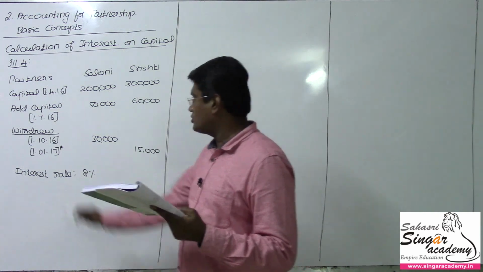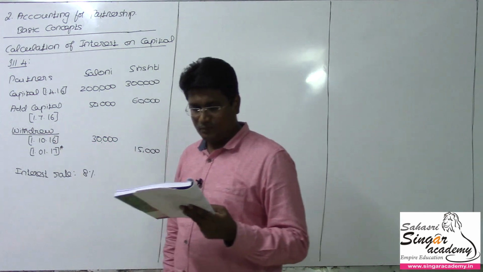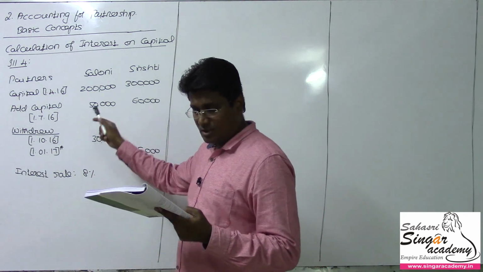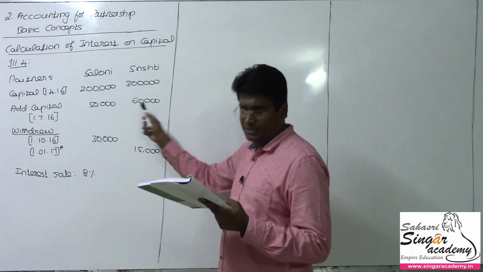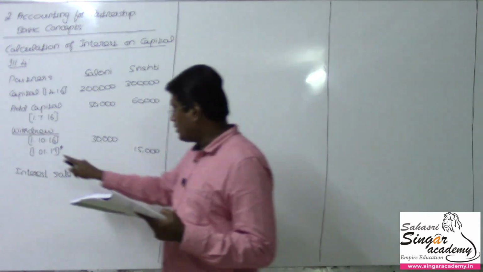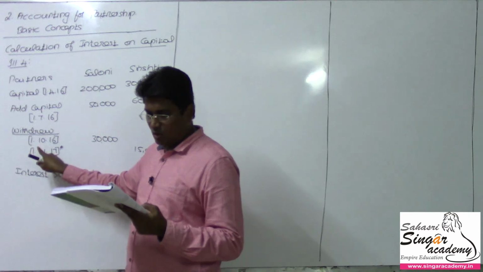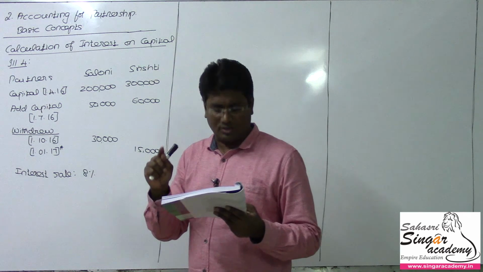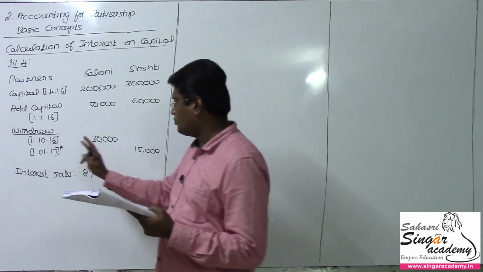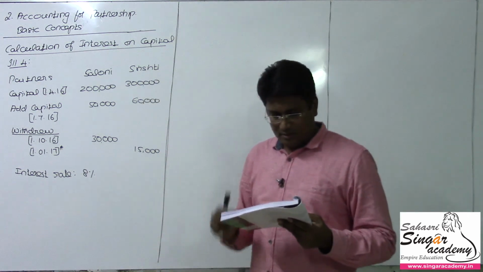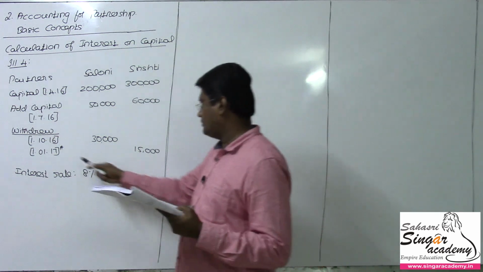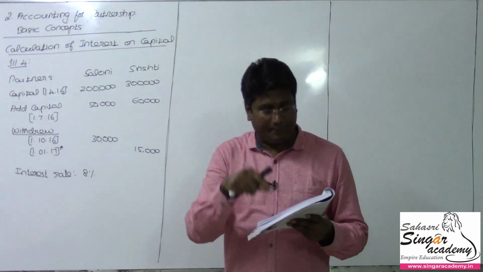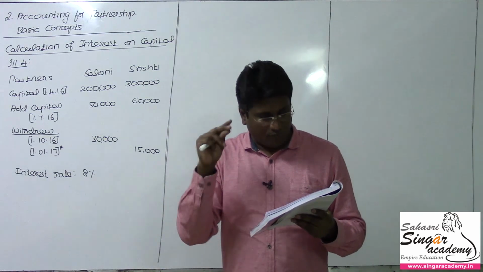On July 1, 2016, Saloni introduced additional capital of rupees 50,000 and Srishti rupees 60,000. On October 1, 2016, Saloni withdrew rupees 30,000 and on January 1, 2016, it should not be 2016, it should be 2017, Srishti withdrew rupees 15,000 from their capitals.